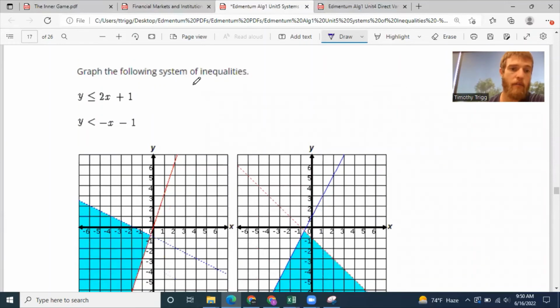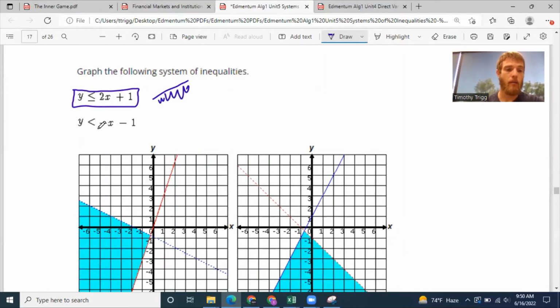Okay, graph the following system of inequalities. One thing you could do is look on Desmos. You can graph these quite easily on Desmos. But if you don't have access to that, one thing to keep in mind is that this one would be a solid line or a dotted line? Well, since it's less than or equal to, it would be a solid line. And since it's a less than, you'd shade below.